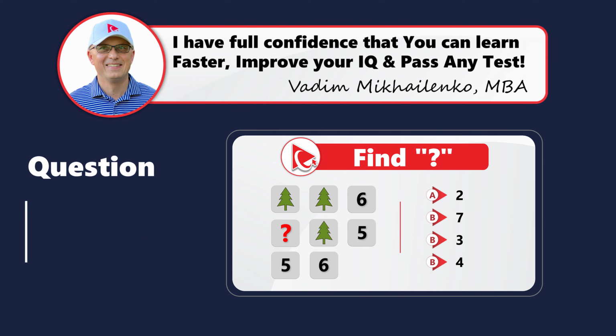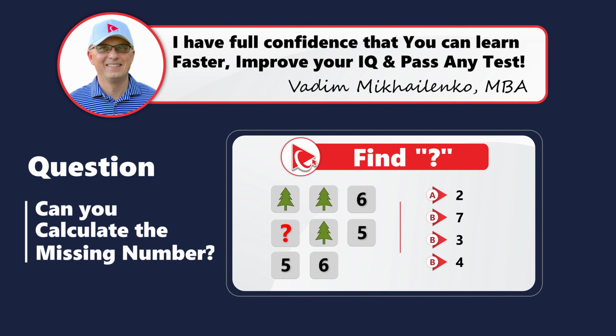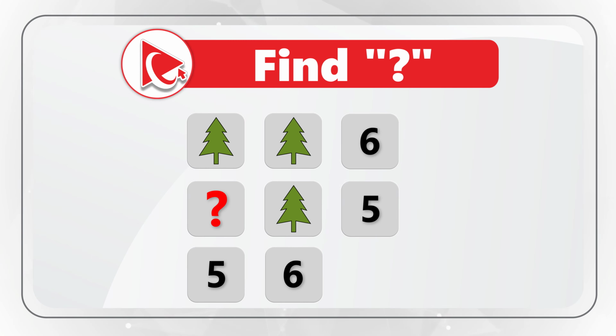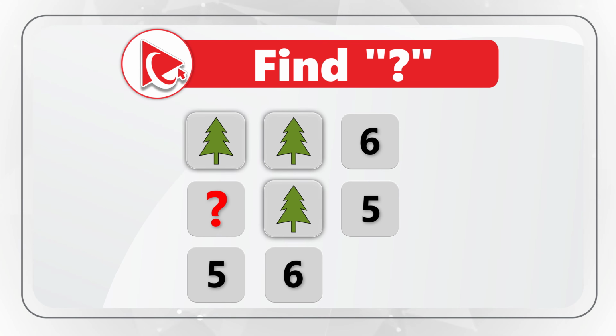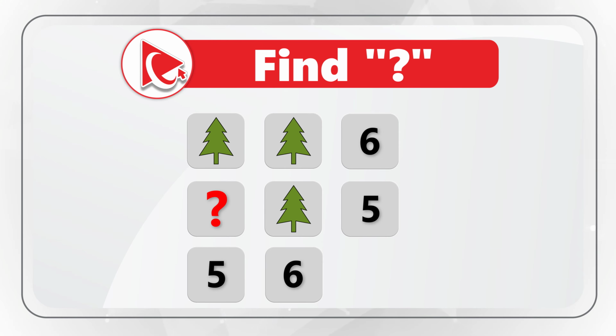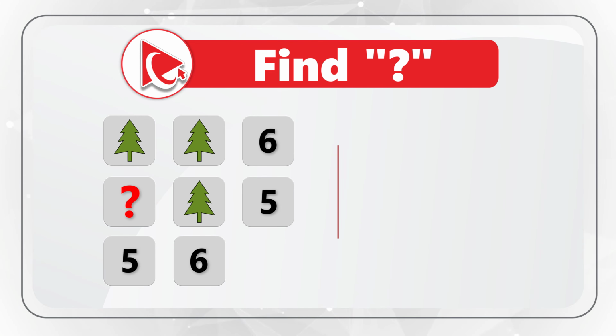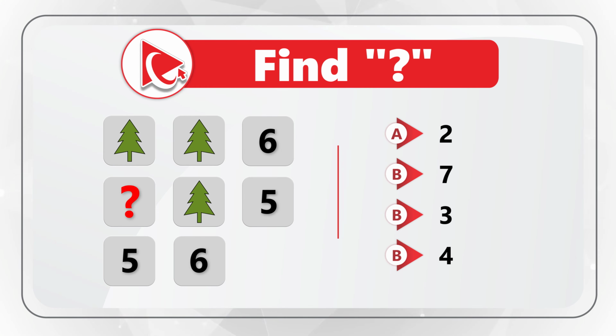Here's a phenomenal question where you need to find the missing number. You're presented with almost a 3 by 3 shape, which contains evergreen trees, numbers, and a question mark. Based on what you see, you need to calculate the missing number, and you have 4 different choices. Choice A, 2, choice B, 7, choice C, 3, and choice D, 4. Take a close look to see if you can come up with the logic and the answer.